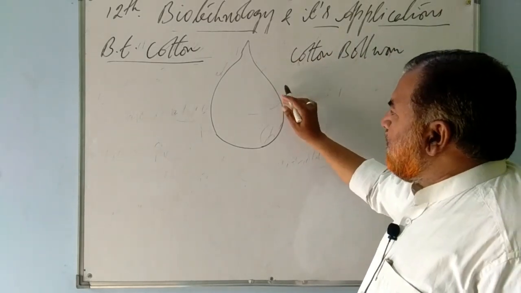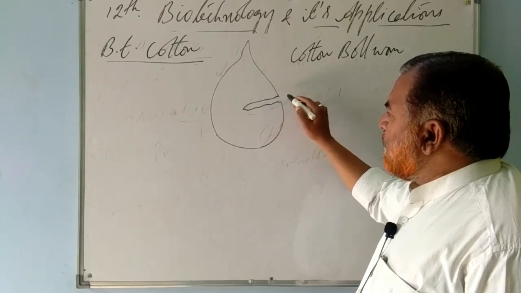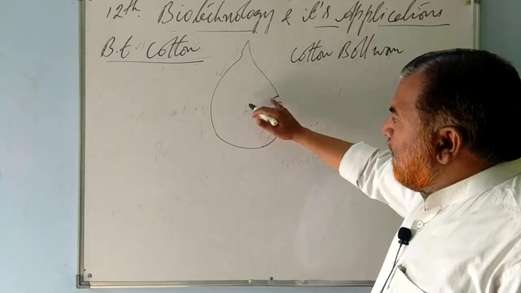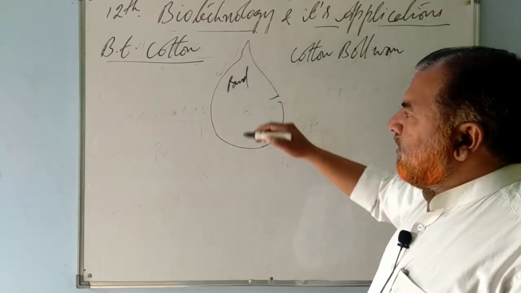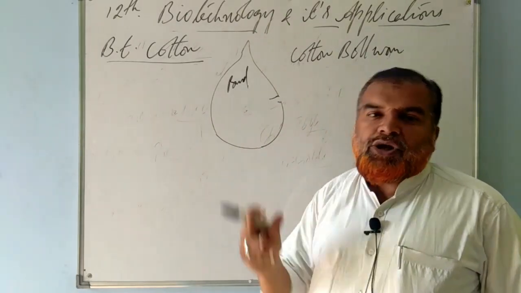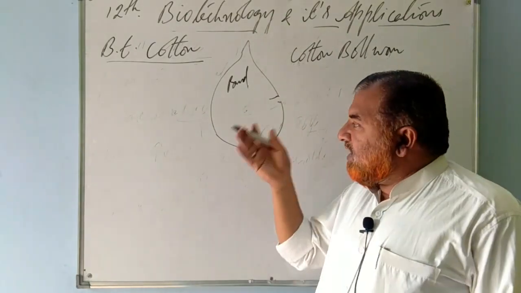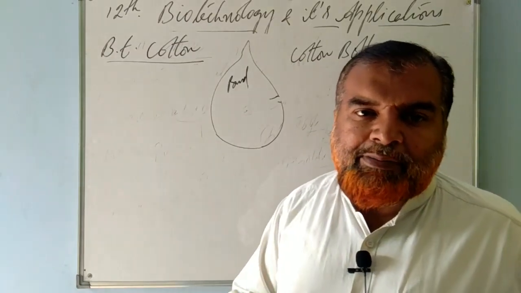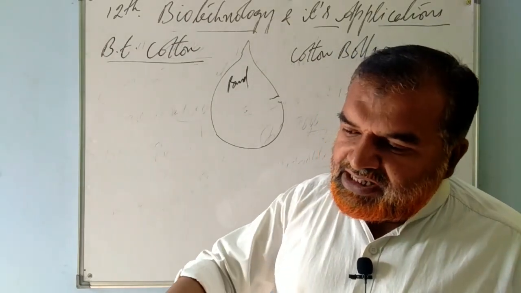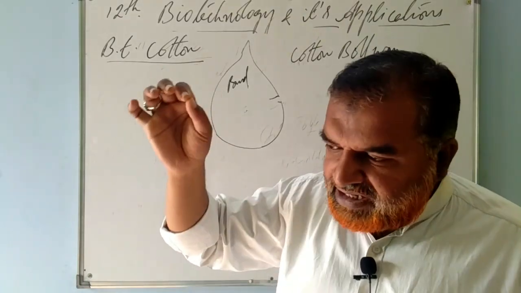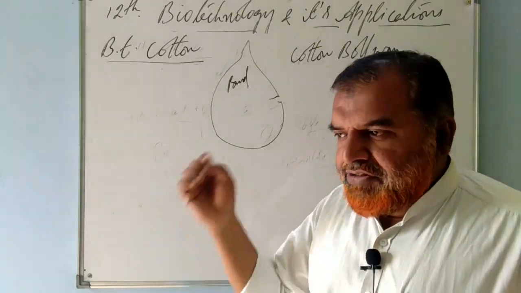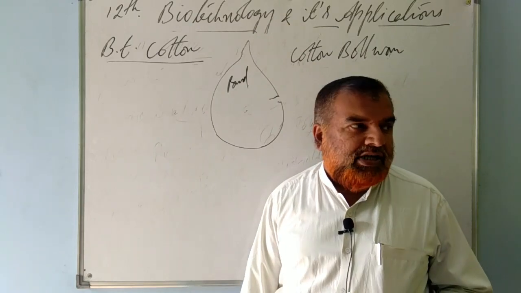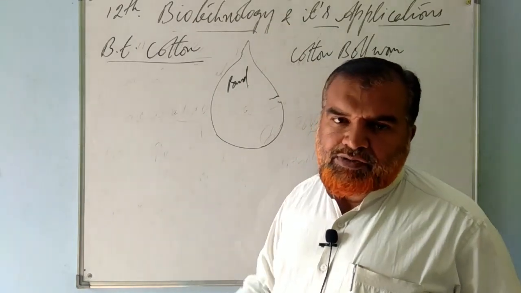It used to damage the bud. When the bud itself is damaged, you can't expect flourishing, and you can't expect cotton. It is damaged at the bud stage itself. I told you in the previous chapter also, plants are susceptible from root to fruit at different stages of their growth. They are susceptible to different diseases, disorders, and infections, and also these worms.